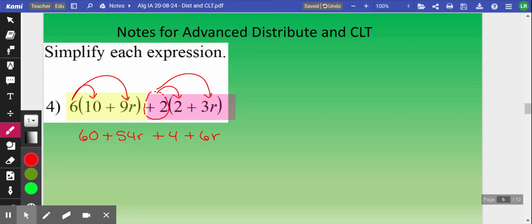Let's add the like ones together. What goes with 60? What goes with the 60? The 4. So that's 60 plus 4 is 64. And then I have my R's that go together. 54R plus 6R is 60R. Okay? And that's it.